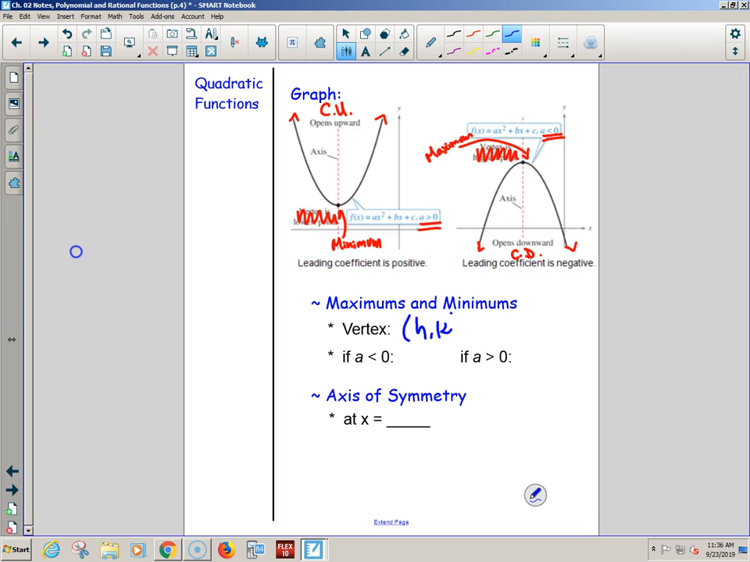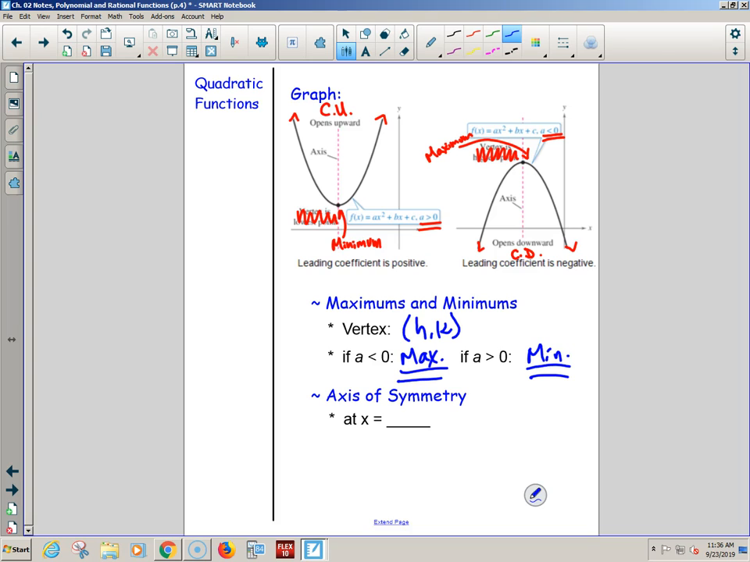Each k of the vertex form, the standard form. If A is less than 0, concave down, my vertex is a max. I will have a maximum. If A is greater than 0, concave up, we'll have a min.